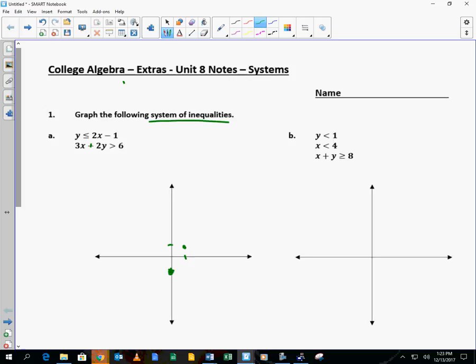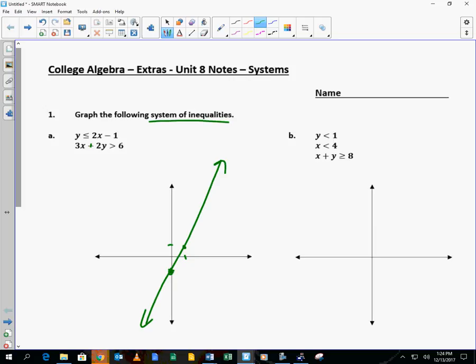Solid line or dashed line? Solid. And do I shade above the line or below the line? Why? If it read this, I would shade above. So you have to consider a little bit about the graph. You guys are absolutely right. We shade down. I just want to be clear.